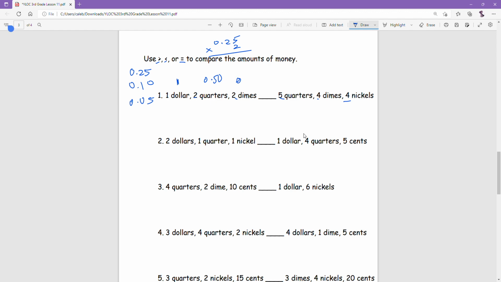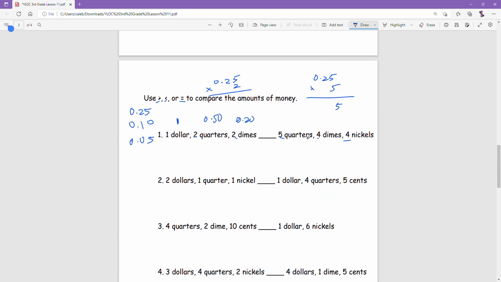We know that's 0.20. We have 5 quarters, so we have 0.25 times 5, because we have 5 25 cents. 5 times 5 is just 25, so we're going to put the 5 here and the 2 on top. 5 times 2 is 10, but plus the 2 here is 12. So we're just going to write 12 and bring the decimal point down right here.